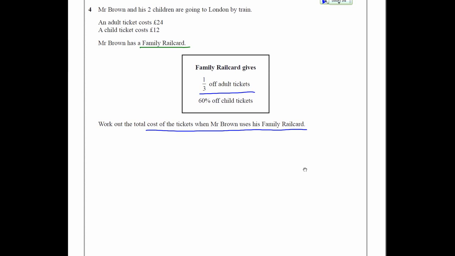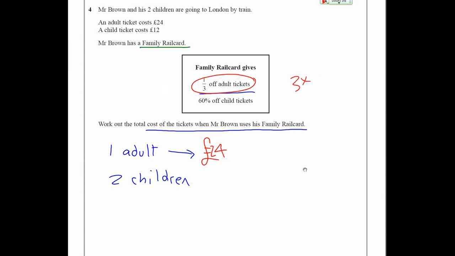So, it's 1 adult, 2 children. Okay. So the 1 adult, it would have been £24, but he gets 1/3 off. So, 1/3 of 24, if you know your times tables, you should know that 3 times 8 is 24. Okay, aka 24 divided by 3 is 8. So you want to knock off the 1/3, so you get left with 16 quid to pay using the rail card.